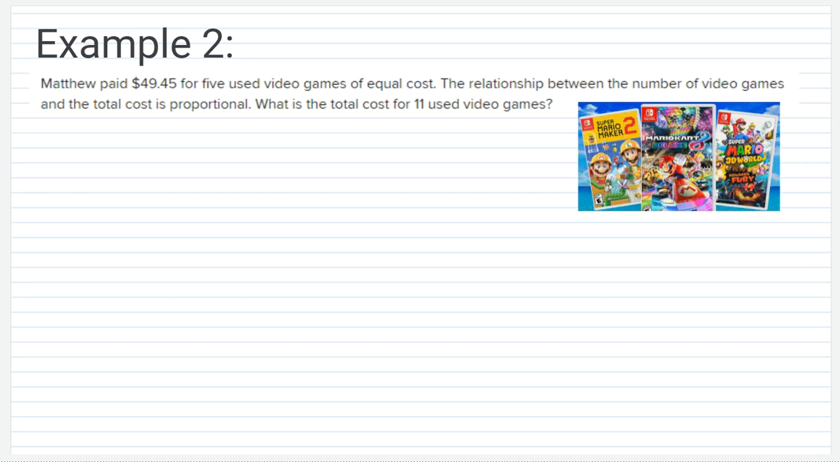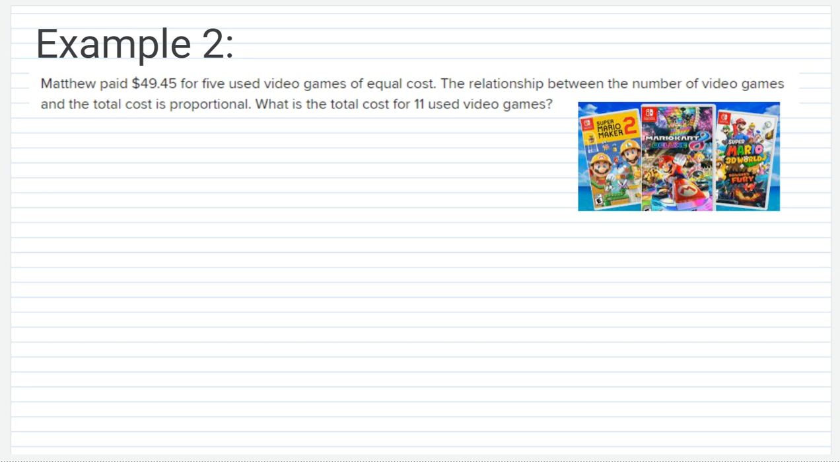So for this first example, Matthew paid $49.45 for 5 used video games of equal cost. The relationship between the number of video games and the total cost is proportional. What is the total cost for 11 used video games? As I mentioned, I'll actually use both methods just so we can see how both work. I'm going to set up an equation and then on the other side, I'm going to set up a proportion, and both methods are going to yield the same result.